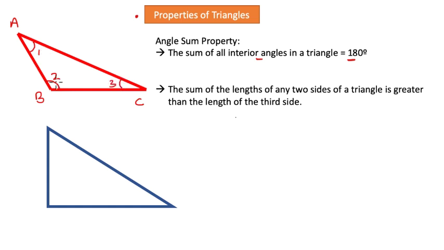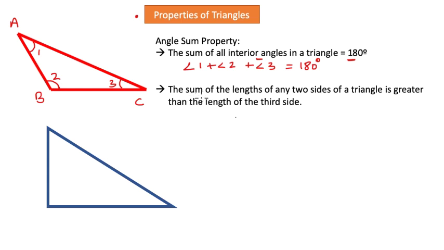Now these three interior angles could be of whatever measure, whether it is an obtuse triangle or a right angle triangle, it doesn't matter. What matters is that the sum of these three angles is always going to be equal to 180 degrees. And the second property is related to the side lengths.